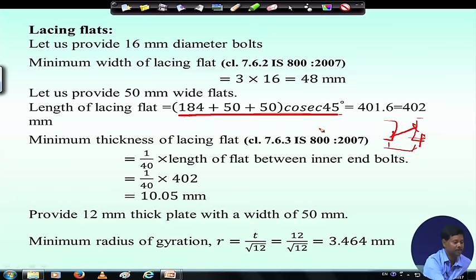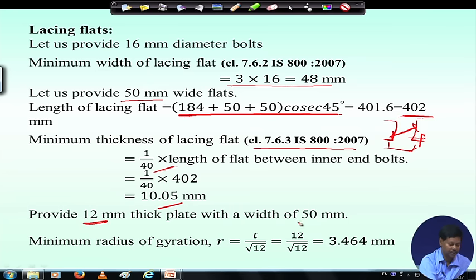Another thing is the minimum width of the lacing plate is 3 into d, that has been calculated as 48, and so we have provided a 50 mm wide lacing plate and 402 mm length, and thickness we will be calculating as per clause 7.6.3. We can calculate the minimum thickness of the lacing plate as 1 by 40 into the length of flat, and we know that for double lacing it will be 1 by 60. So, the lacing thickness we are finding like this. So, we can use a 12 mm thick plate and width as 50 mm.